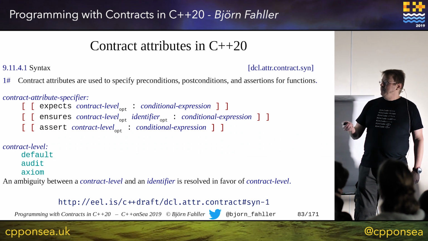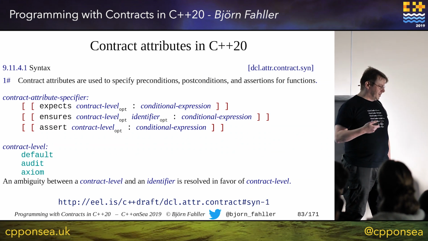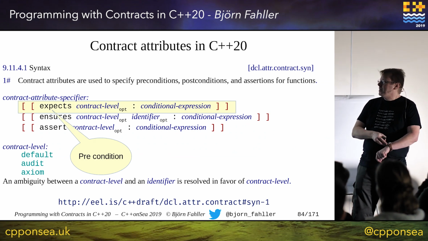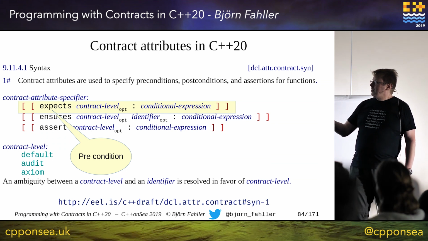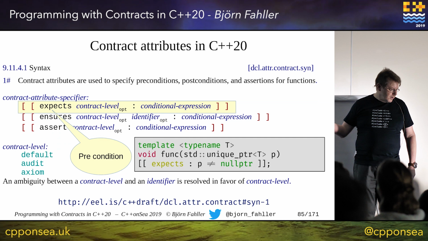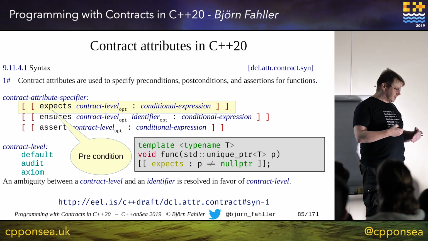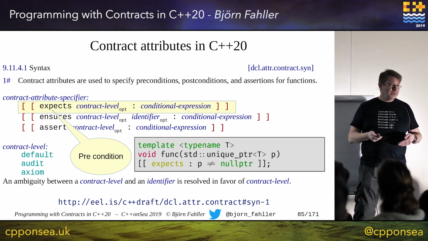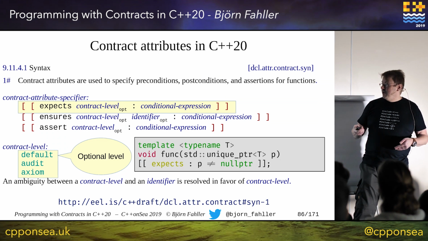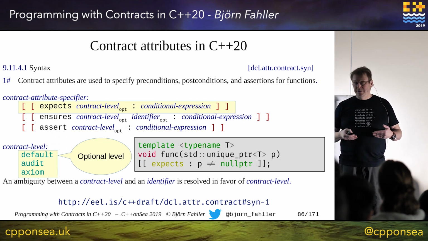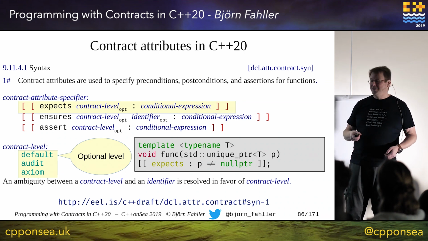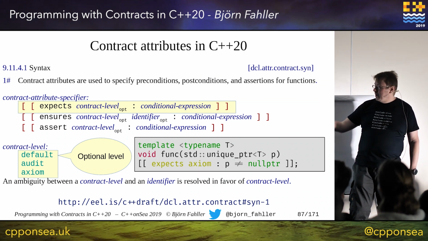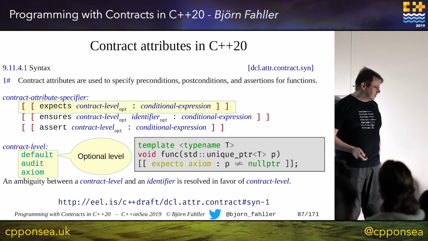So contracts are attributes that can specify preconditions, postconditions, and assertions. You have an attribute expects, which is how you write a precondition, with a contract level and a conditional expression. You write it like this: a function that takes a unique pointer, and it expects, in this case, that p is not nullptr. And we have this optional level that can be default, audit, or axiom. Default is, well, the default if you choose not to write it. I'll get back to what these mean very soon. So you could say expects axiom, p is not null.